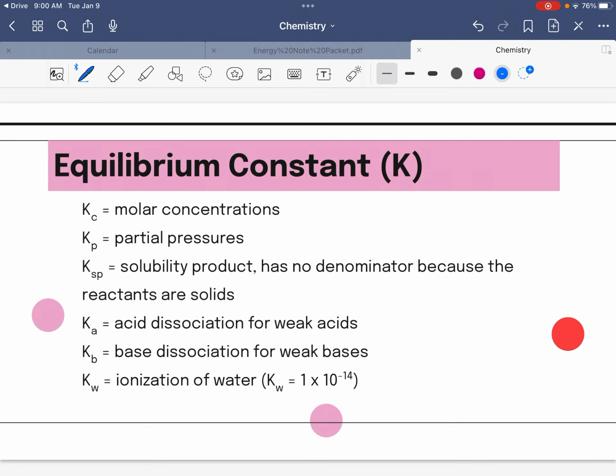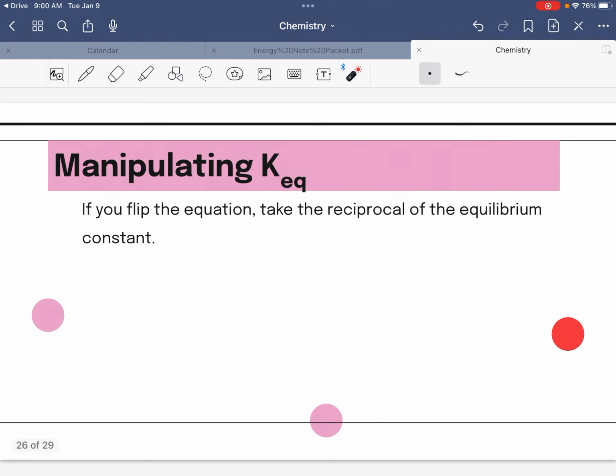Okay, on this slide, it just goes through the different equilibrium constants that we can solve for. We've looked at both the molar concentrations and partial pressures. Just note that there are other ones. We're going to spend a lot more time on our Ka and Kb in a later unit when we talk about acids and bases. But for this chapter, we're primarily going to be looking at Kc and Kp.